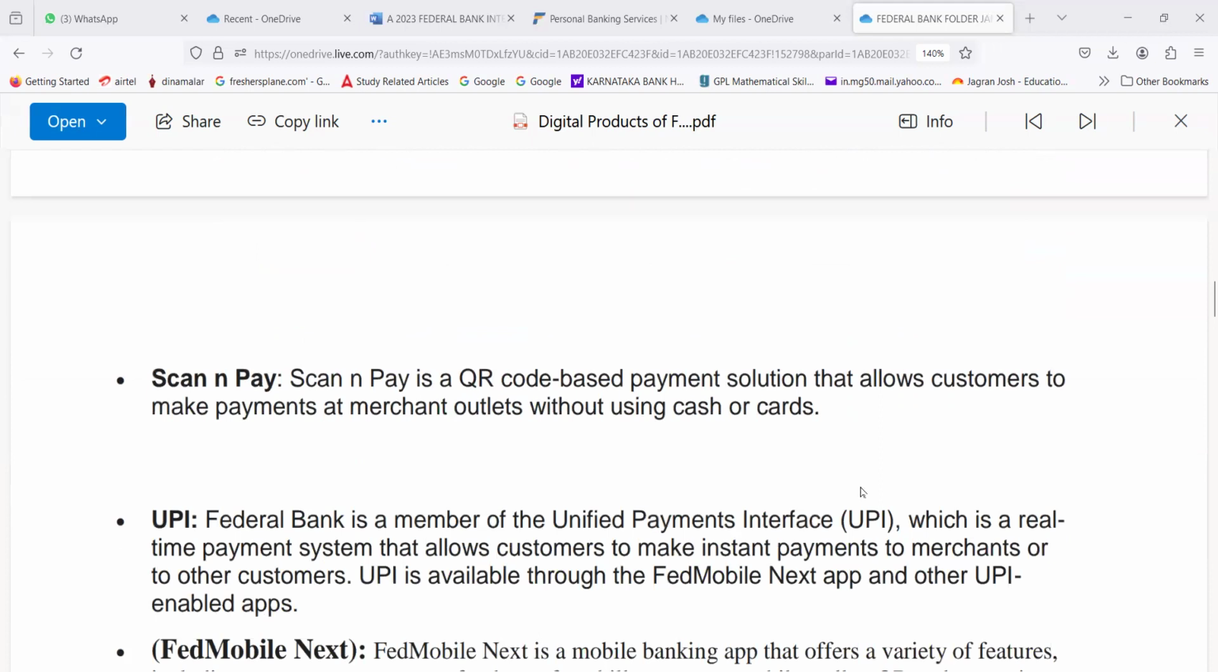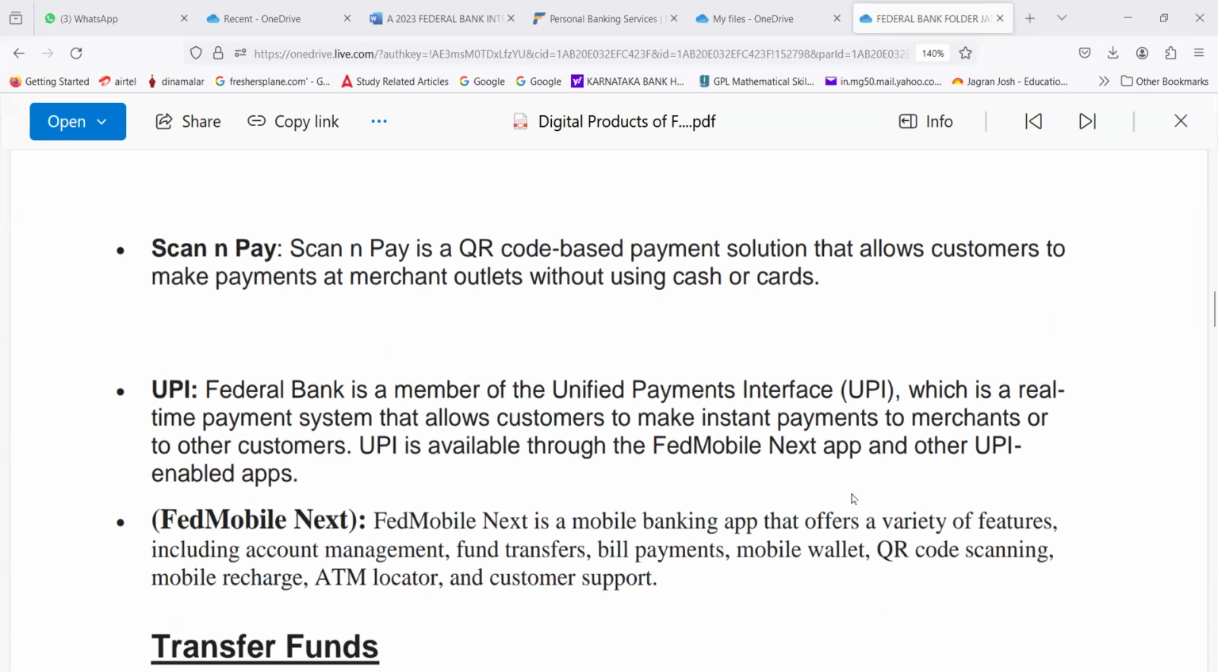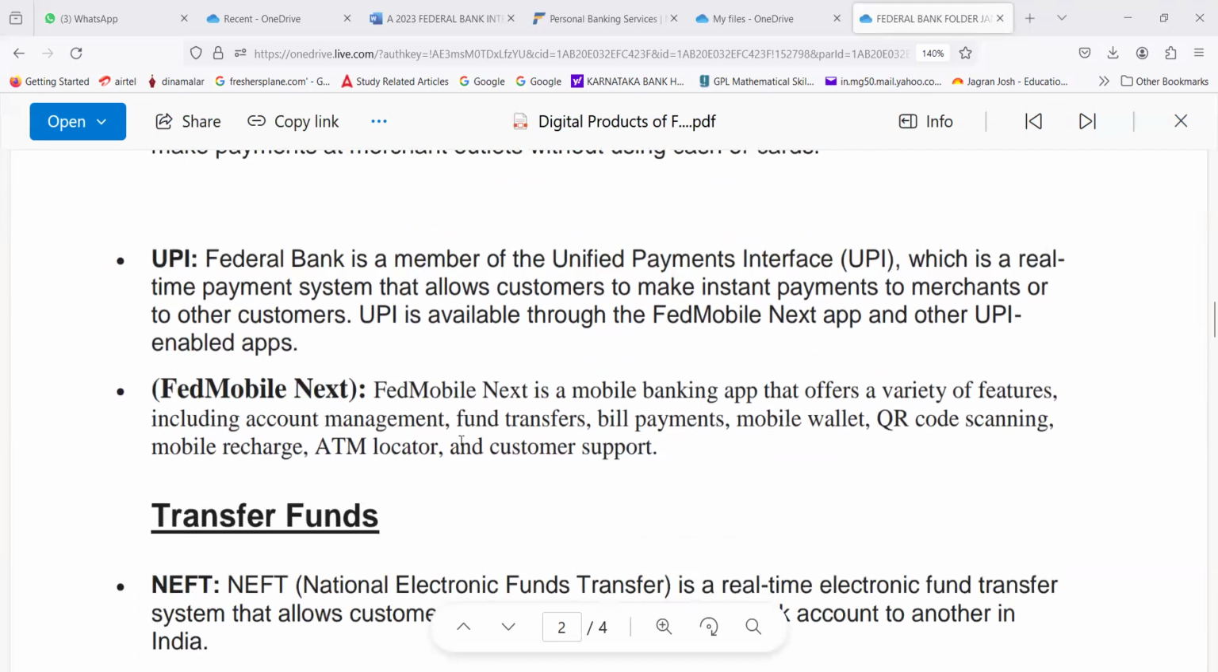Good. Continue. Scan and pay. Scan and pay is a QR code based payment solution that allows customers to make payments at merchant outlets without using cash or cards. UPI. Federal Bank is a member of the Unified Payments Interface, or UPI, which is a real-time payment system that allows customers to make instant payments to merchants or other customers. UPI is available through the FedMobile Next app and other UPI-enabled apps.